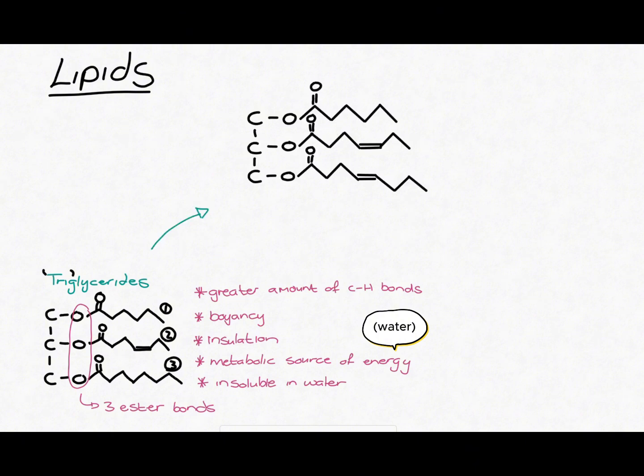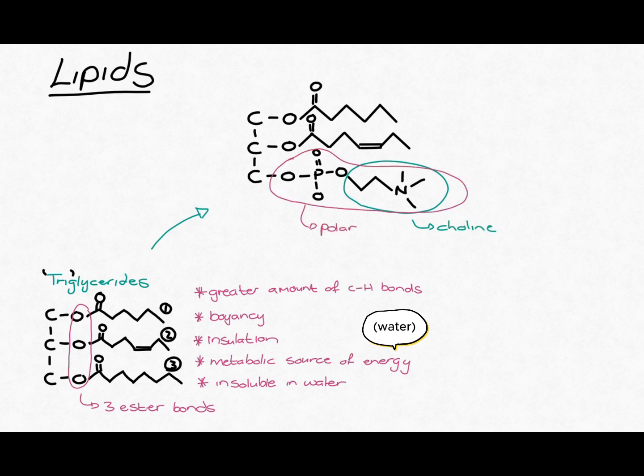In phospholipids, on the other hand, one of the fatty acids is replaced by a phosphate group that can also be attached to another organic molecule like choline. The phosphate molecule is polar, which means that this part of the lipid will be soluble in water. This allows phospholipids to form the membrane of a cell.